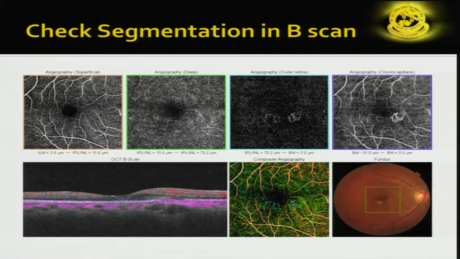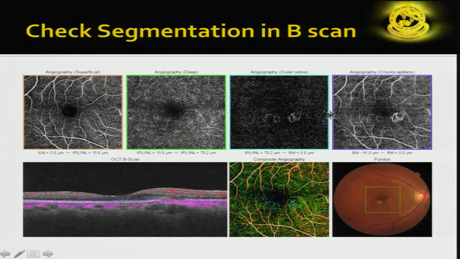Then like I said earlier, you have to check segmentation. So now you are getting some abnormal vascular networks in this scan as well as this scan. So where do they actually lie? Because that is very important to differentiate between a type 1 and a type 2 neovascular membrane. A type 2 membrane would be above the retinal pigment epithelium. This would tell me that it's a type 2. A type 1 would be in the choriocapillaris layer. This will tell me it's type 1.